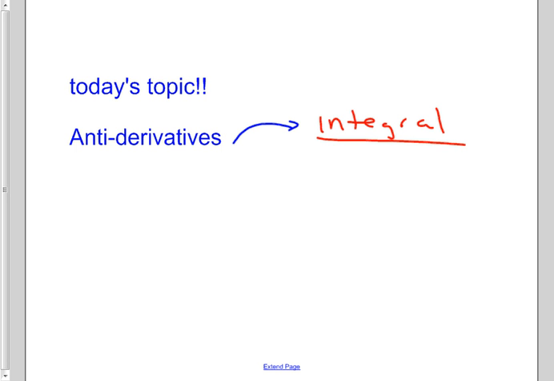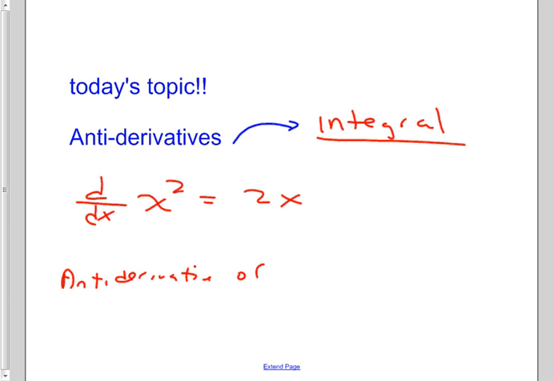So in other words, let's say that I want to take the derivative of x squared. Well, we know that the derivative is 2x. Well, if I wanted to find the antiderivative of 2x, that's saying which function has 2x as its derivative. Well, this would be x squared plus something. Well, plus what?